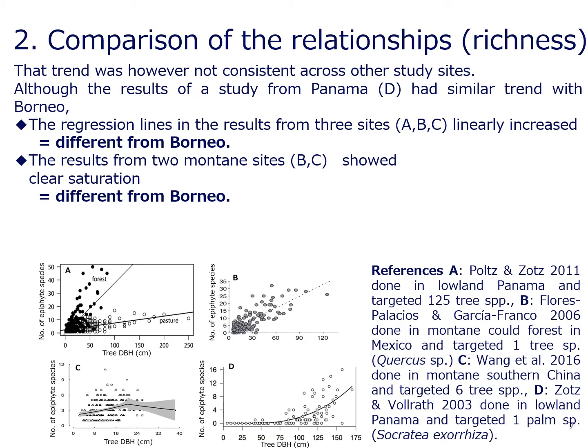Then we compared the results with other sites. The trend found in Borneo was, however, not consistent across other study sites, although the results of a study from Panama, shown as Figure D, had a similar trend to Borneo. The regression lines in the results from another Panamanian site, Mexico and China, shown as A, B, C in the figures respectively, linearly increased and were different from Borneo. And the results from two mountain sites, shown as B and C, had clear saturation, and this was also different from Borneo.